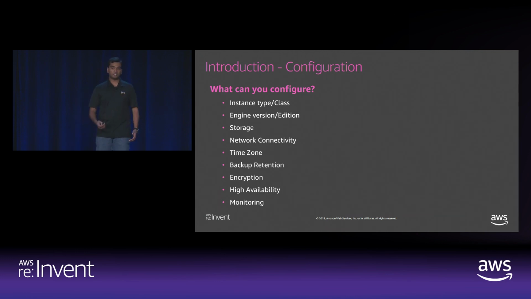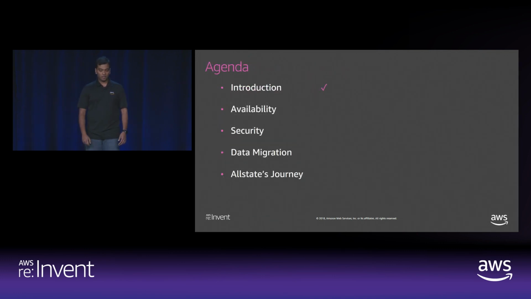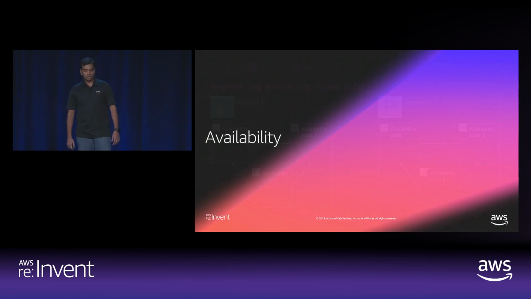So as you can see, there are a ton of things that you can actually configure. So the idea is to talk about some of these configurations and some of the best practices that we recommend for availability, migration, and security. So let's get started with availability.